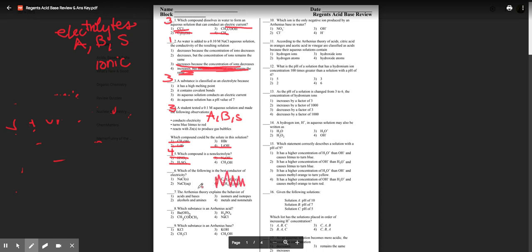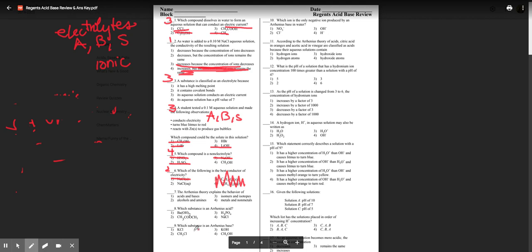Wait, they're both NaCl, so which is our answer? The one in which it's aqueous, the one in which we have mobile ions. Salt in the solid phase will not do it. Okay, now we got some definitions.